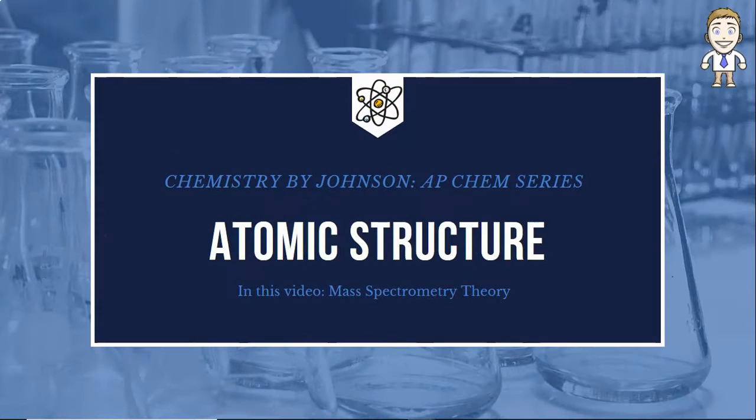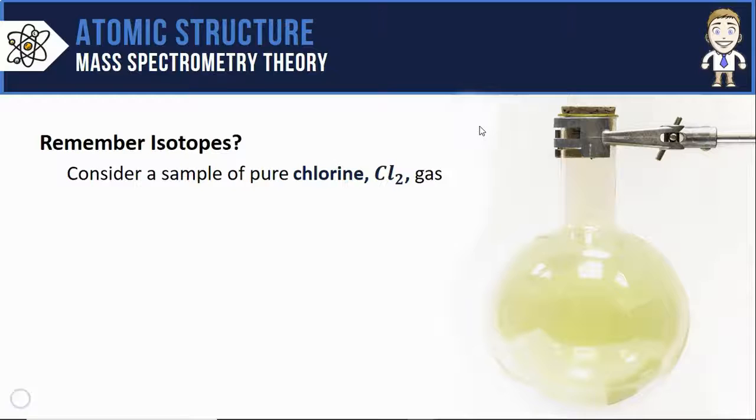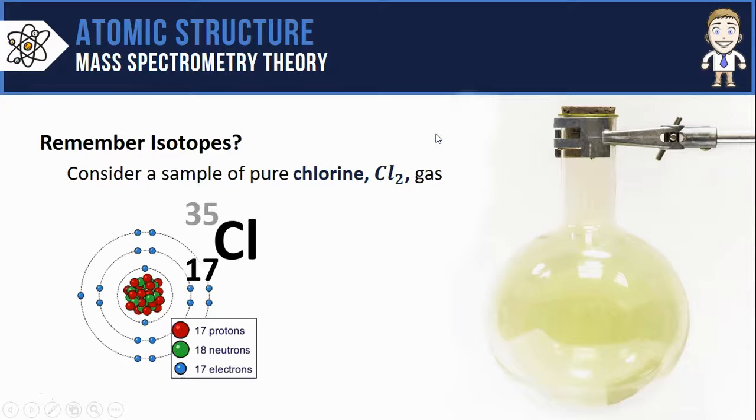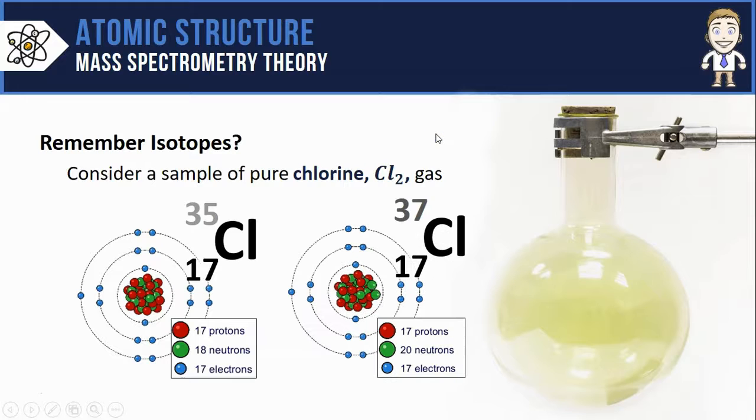Hey everyone, in this AP Chem series video, we're going to take a look at the theory behind mass spectrometry. Remember from the last video that atoms of the same element come in different forms called isotopes. Like the chlorine atoms in this sample of chlorine gas, some of those chlorine atoms have a mass of 35, others have a mass of 37.